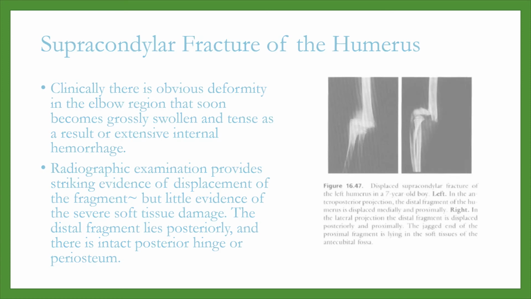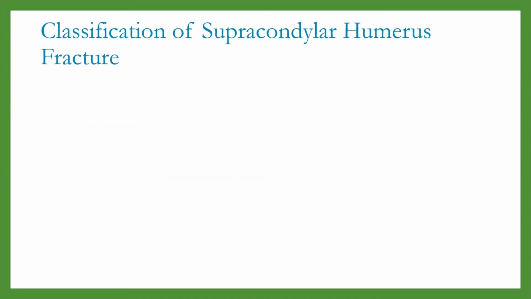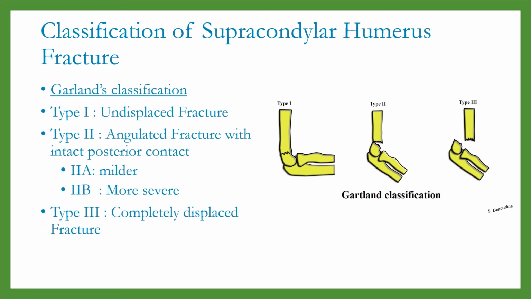Classification of supracondylar humerus fracture. Garland's classification. Type 1, undisplaced fracture. Type 2, angulated fracture with intact posterior cortical contact. 2A is milder, while 2B is more severe. Type 3, completely displaced fracture.